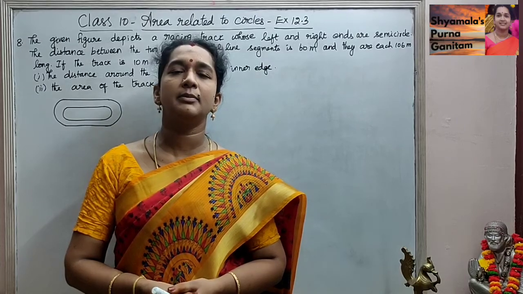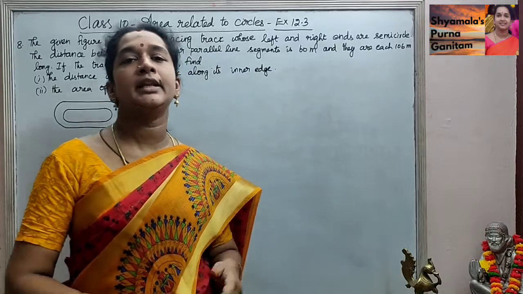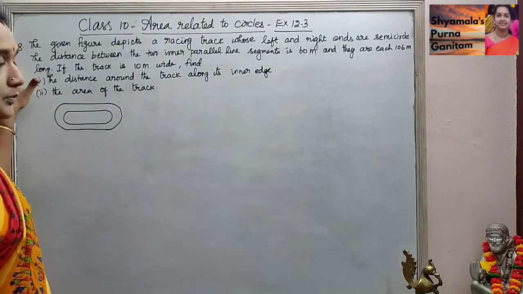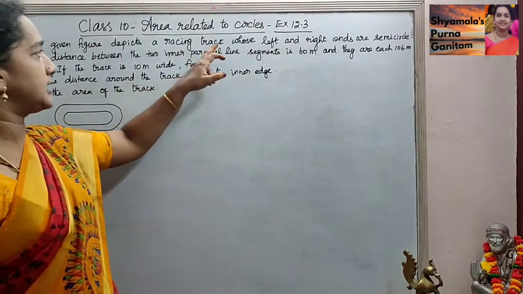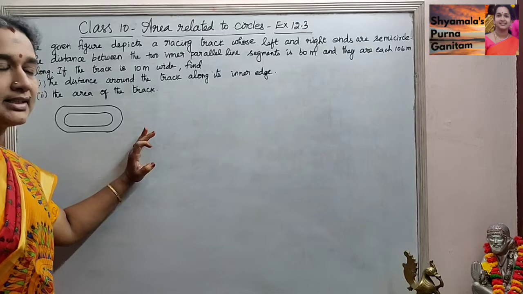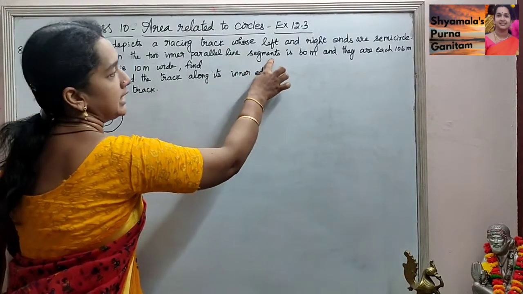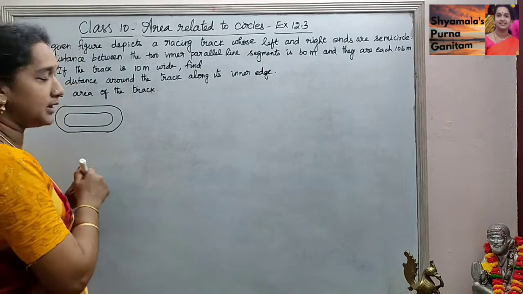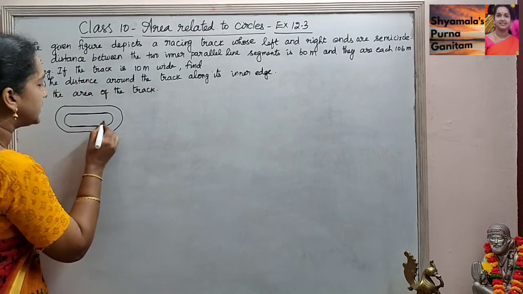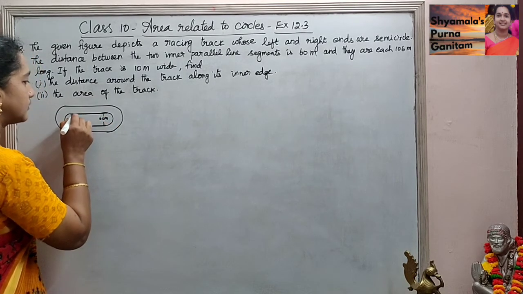Students, in this class I will be doing class 10 CBSE syllabus 12th chapter, area related to circles, exercise 12.3, 8th sum. The given figure depicts a racing track whose left and right ends are semicircles. The distance between the inner parallel line segments is 60 meter. So these two are the inner parallel lines, and this distance is given as 60 meter.